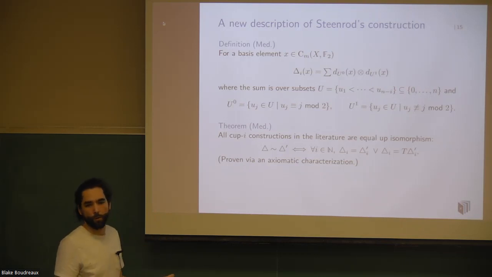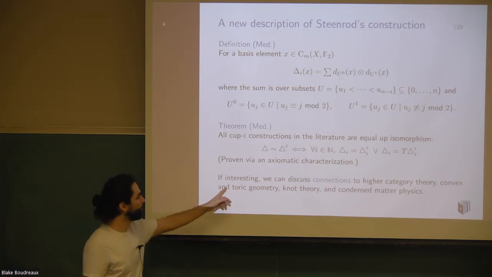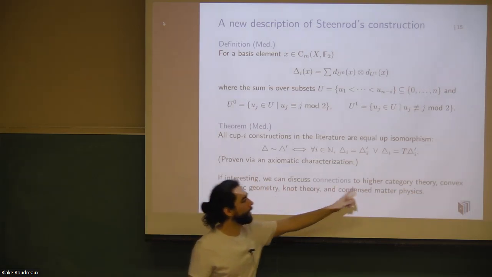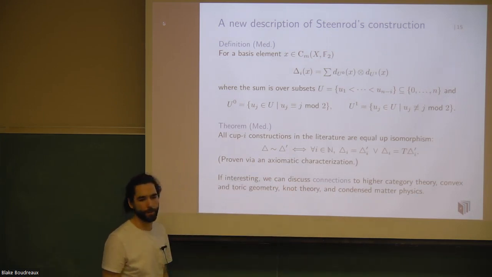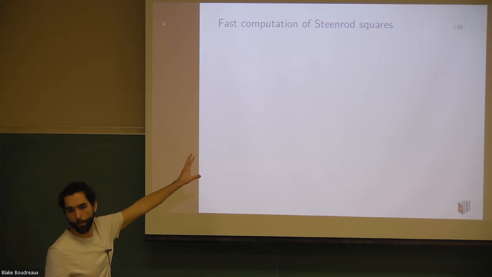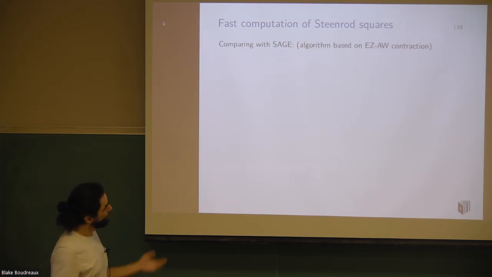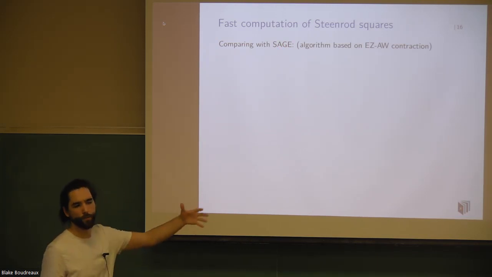And now the question would be, so what? What can we do with it? Since this is a job talk, if you want to talk about other related things, there are connections of this stuff with higher category theory, toric geometry, knot theory, and condensed matter physics. Little parenthesis here. Okay, but now to Matthias' question, what can we do with this that we couldn't do necessarily with the formulas that Steenrod introduced before? I pose to you that we can compute Steenrod squares faster for simplicial complexes. That's an important caveat. And I'm going to compare the existing implementation of this routine that is part of SAGE. I don't have to say what SAGE is in this crowd here. And the algorithm is based on a different construction of cup-i coproducts.